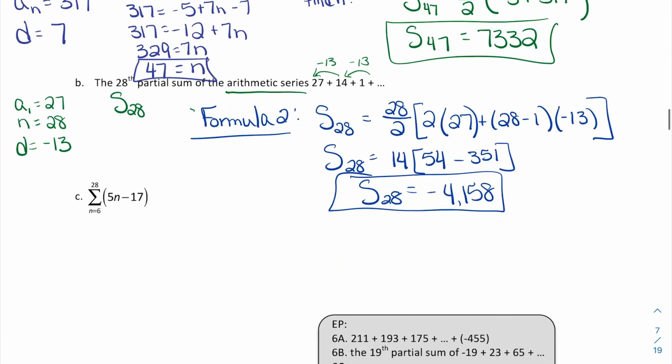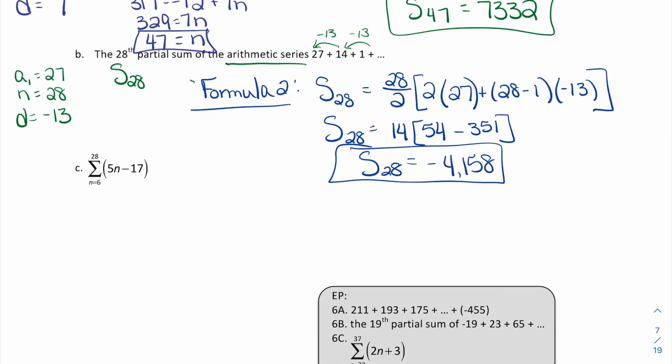All right. Now let's look at C with sigma notation. So this is what we learned. Okay, so I can't really pause this. So we're going to go with, dang it. Hold on. We're pausing.